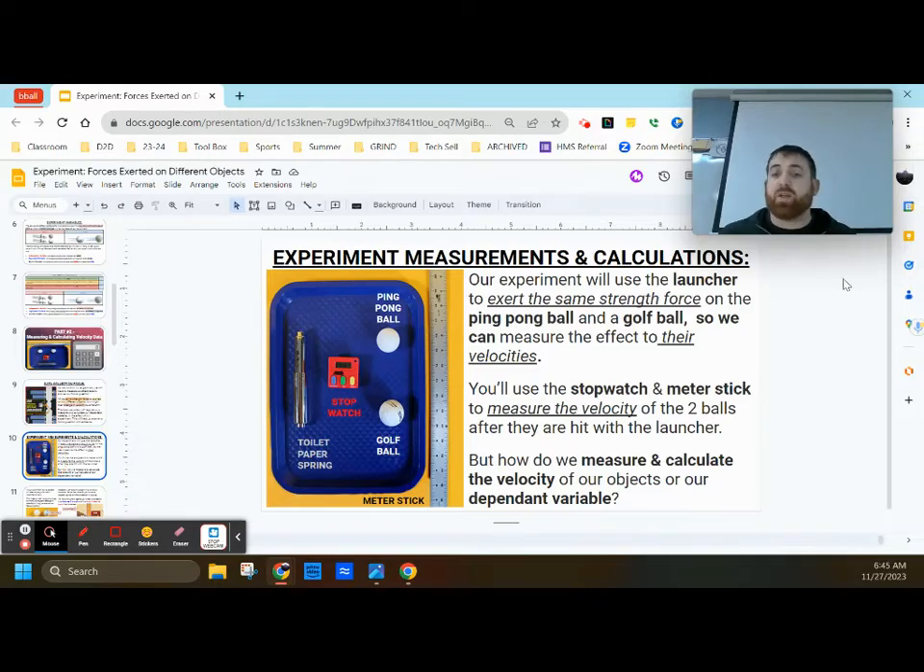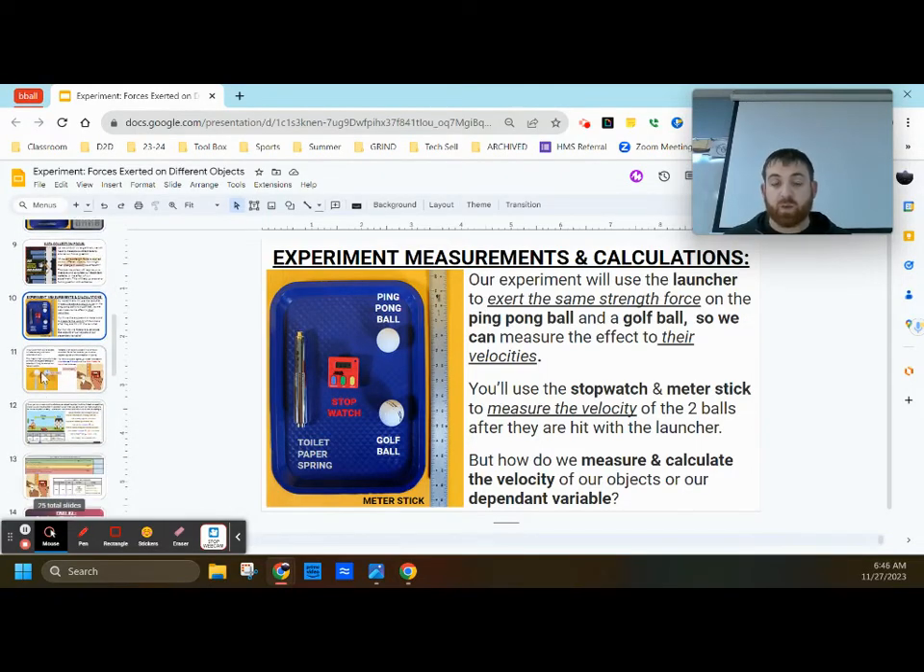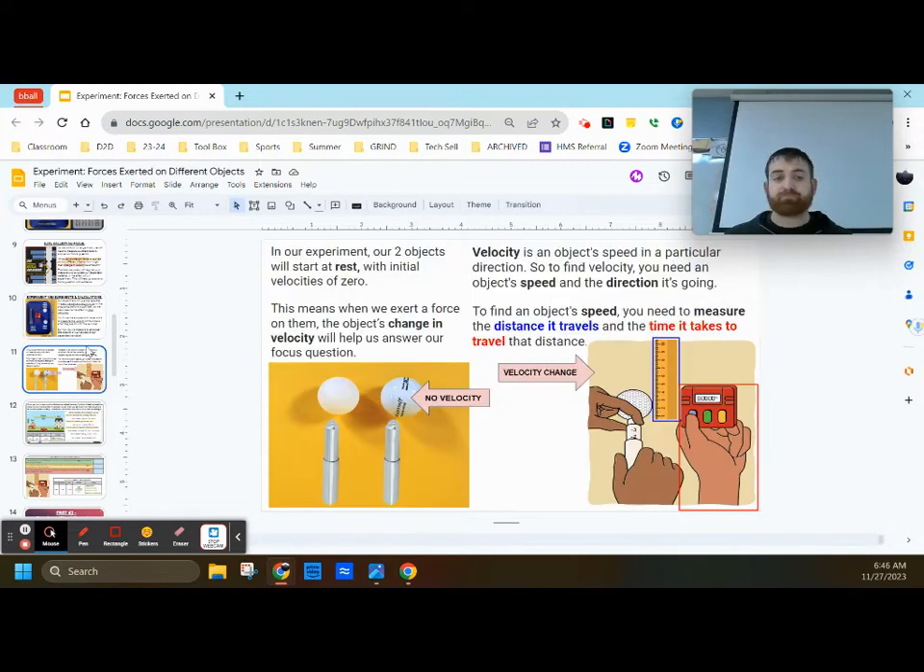In our experiment, we know that we're going to be using a launcher, the toilet spring launcher here, to exert the same strength force on the ping pong ball and golf ball so we can measure their velocities. You're going to use a stopwatch and a meter stick to help you measure the velocity of both the ping pong ball and the golf ball. So how do we measure and calculate velocity of our objects, or in this case, our dependent variable within our experiment? Well, let's talk about how to measure and then how to calculate velocity.